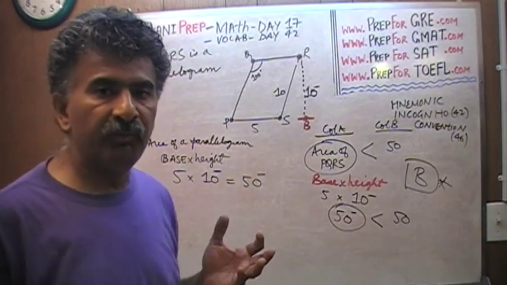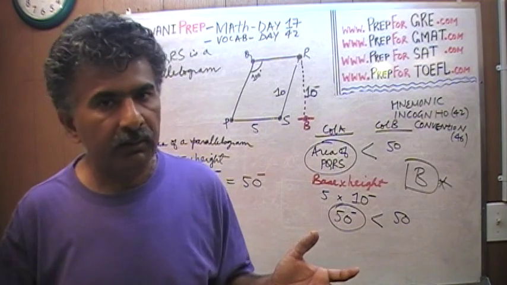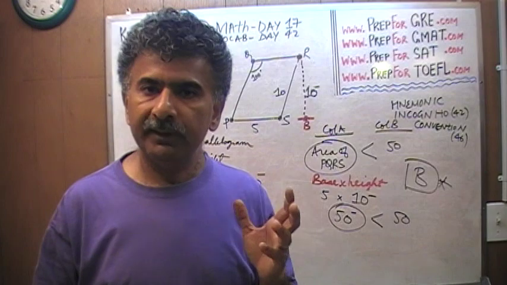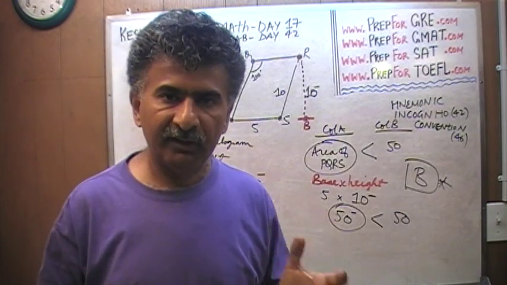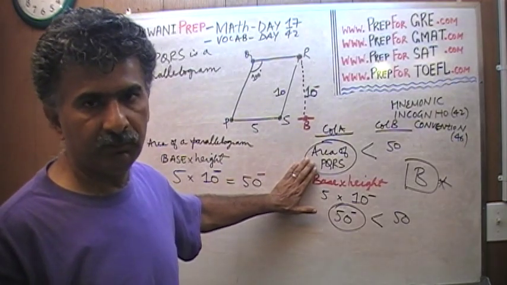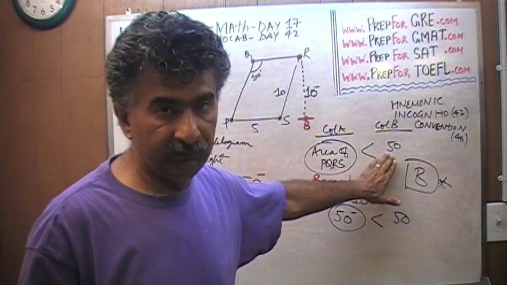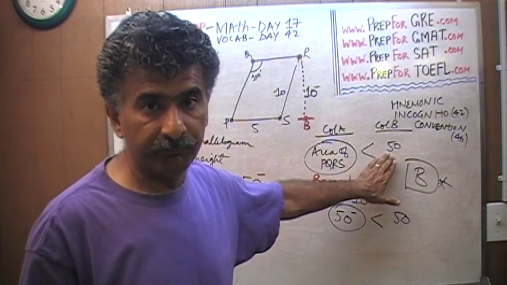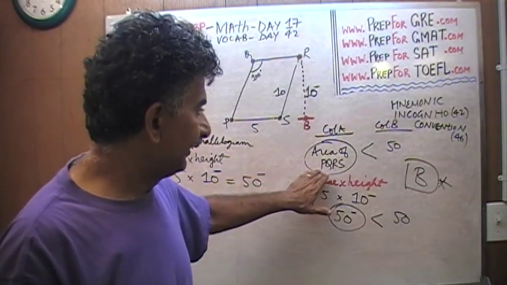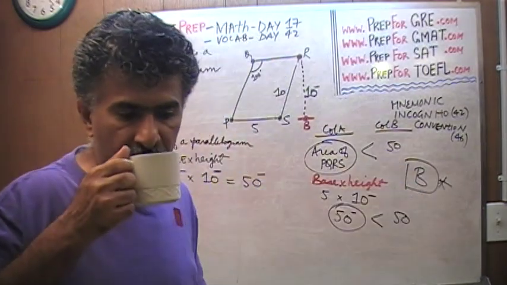Anyway, the final answer. So those people who sit there and say, oh, there is no way we can figure out the area of the parallelogram, well, they are correct. There is no way to figure out the area of the parallelogram, but that is not what this question is asking. This question is asking you, how does the area of the parallelogram compare to 50? Is it more than 50? Is it less than 50? Or is it equal to 50? Turns out that it is, whatever it is, less than 50. And therefore, something less than 50 versus 50, this quantity 50 is bigger, the answer is B.